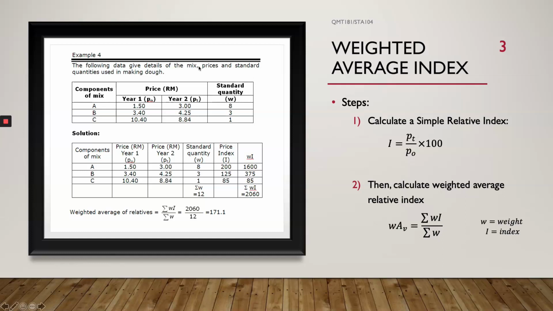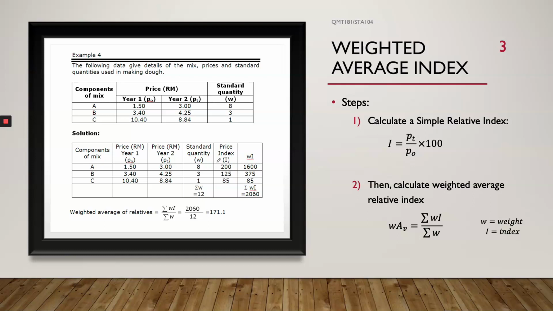Now we look at an example here. The following data give details of the mix, price, and standard quantities used in making dough. In the table, there are components of mix A, B, and C, the price in RM for year 1 and year 2, and the standard quantity. For weightage average, the weight will be given. So again, recall step 1: you have to calculate the simple relative index.